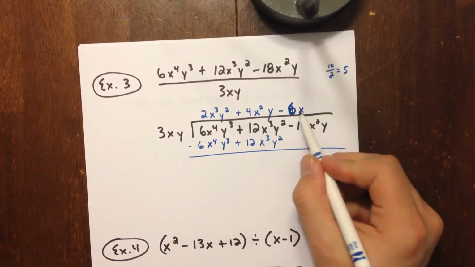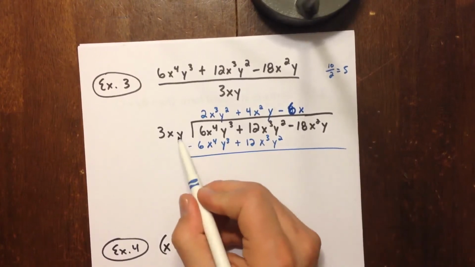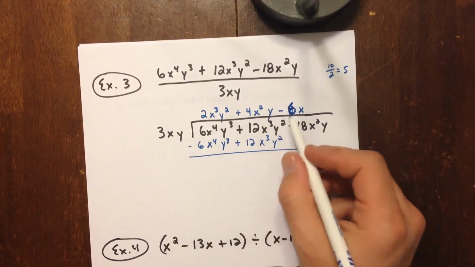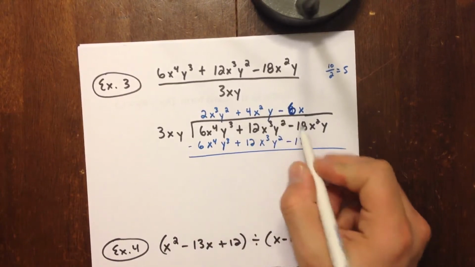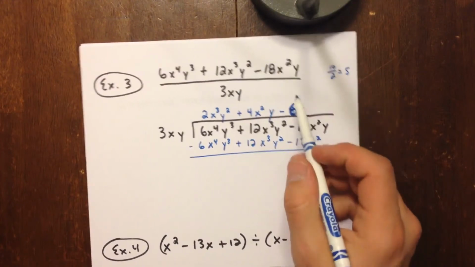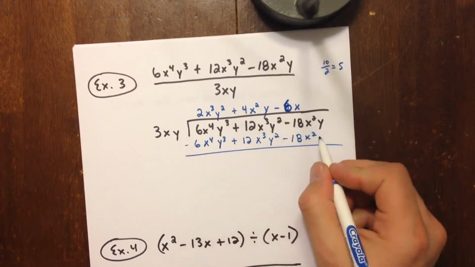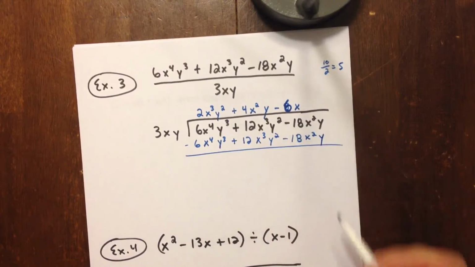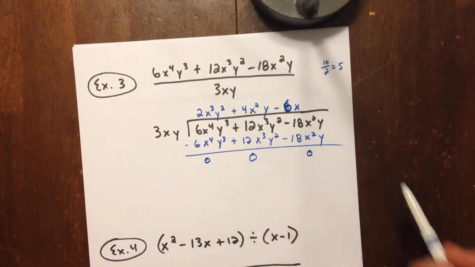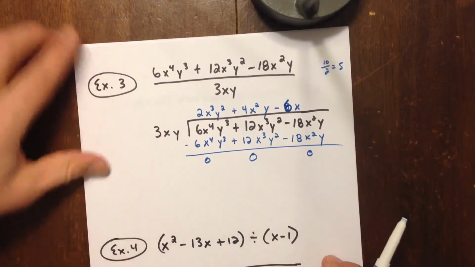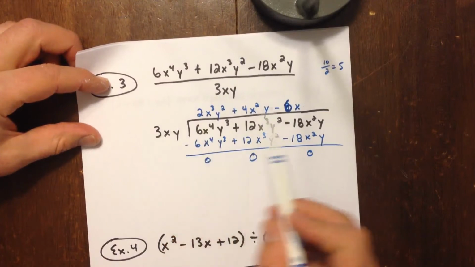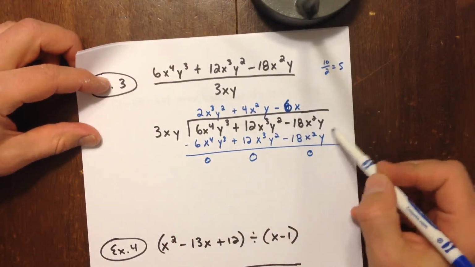X times x gives me x squared, and y times nothing gives me y. So when I multiply this out, I get negative 18 x times x is x squared, and basically 1 times y is y. And it all works out. These all cancel out, so we're done. So again, this times what's up top should equal what's underneath.